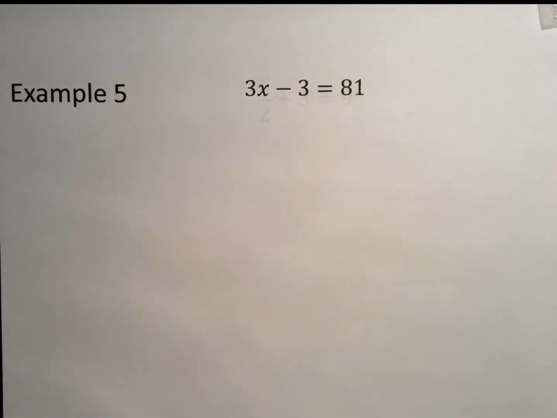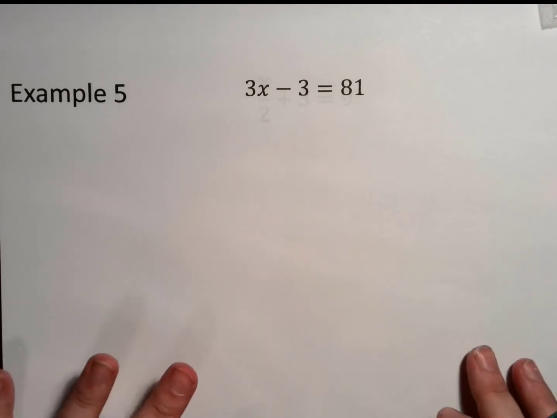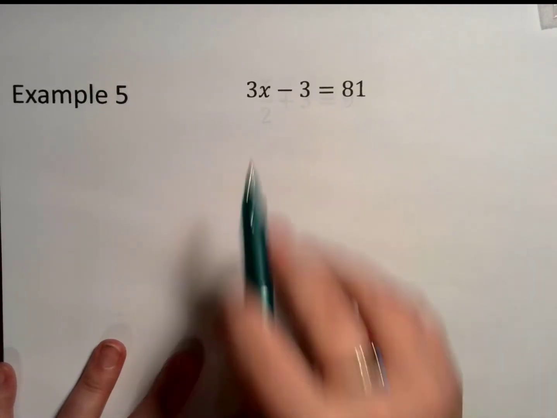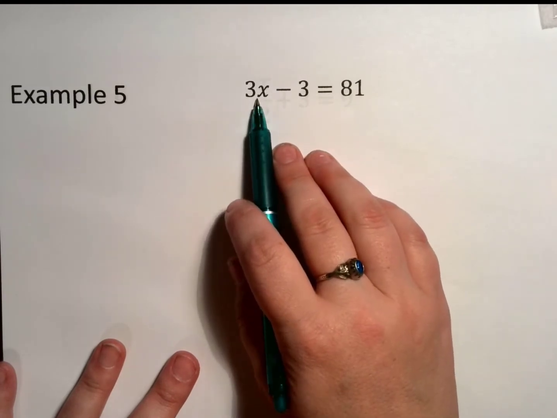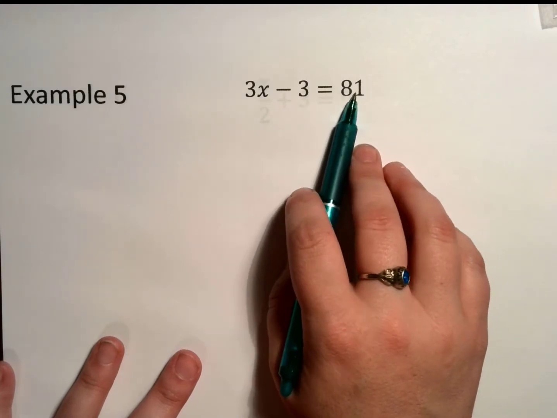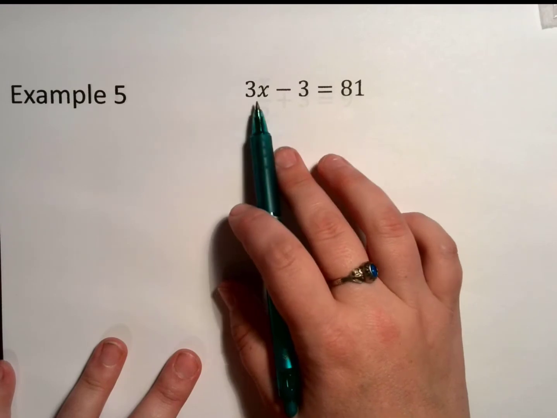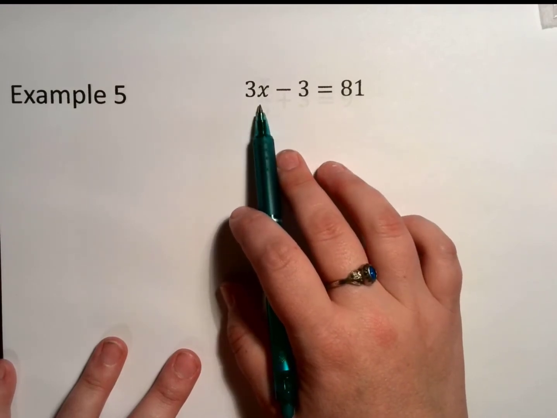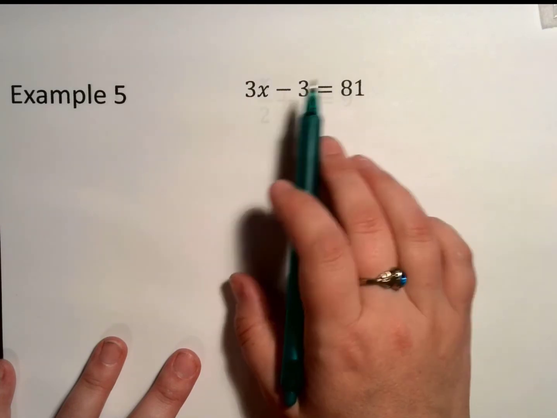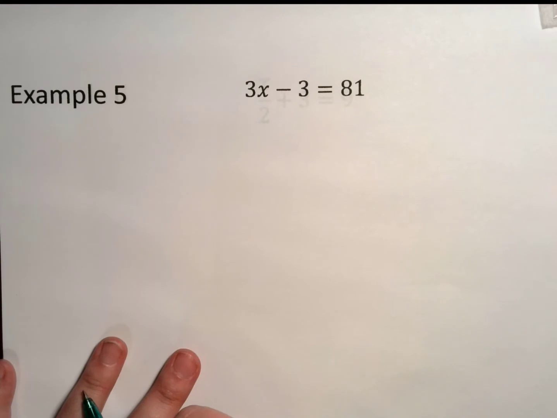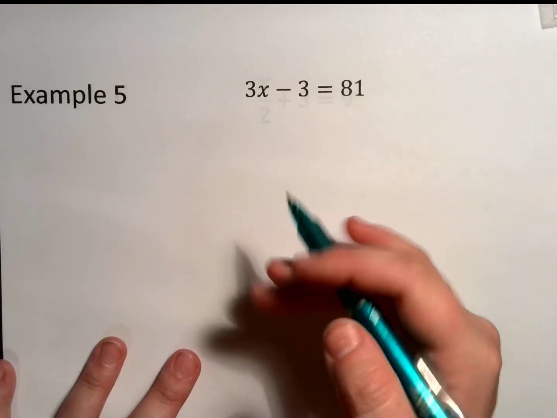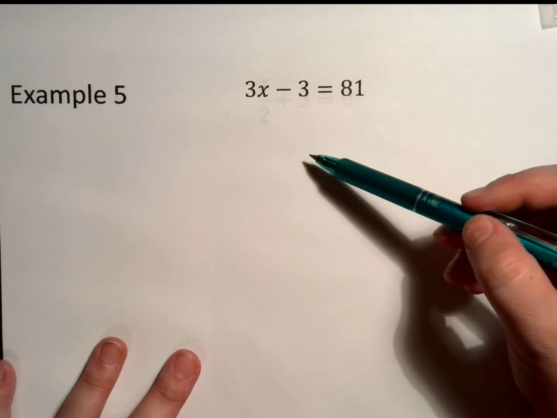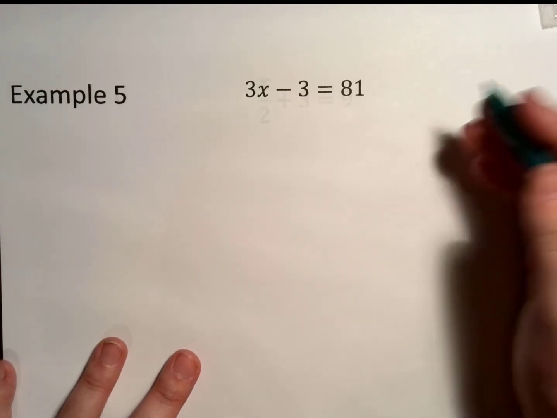All right, let's look at another one. Now notice in this one, I have 2 steps. So notice in this example here, I've got 3x minus 3 equals 81. In order to solve for x or to get x by itself, I need to undo, but I need to undo in the right order because I can't divide by 3 and then add 3. So if you remember our order of operations, we're going to work that backwards. We're going to start with anything that's adding or subtracting, and then anything that's multiplying or dividing.